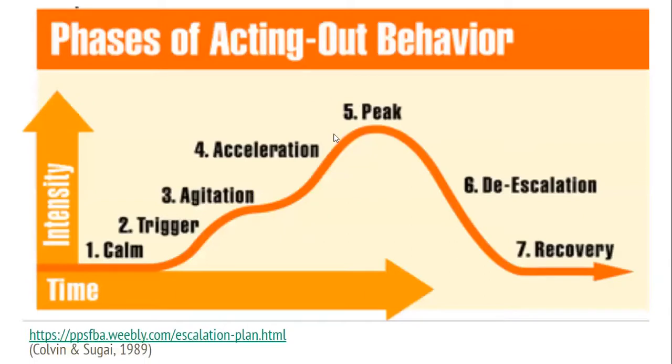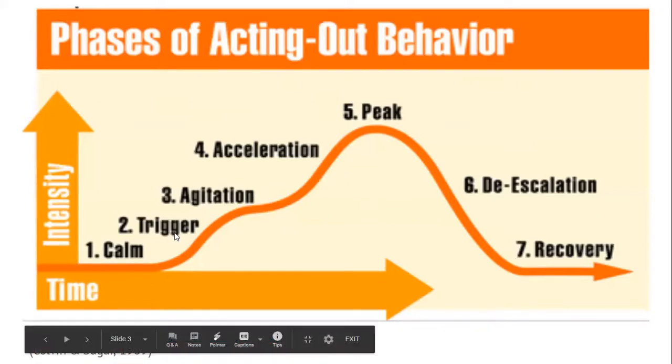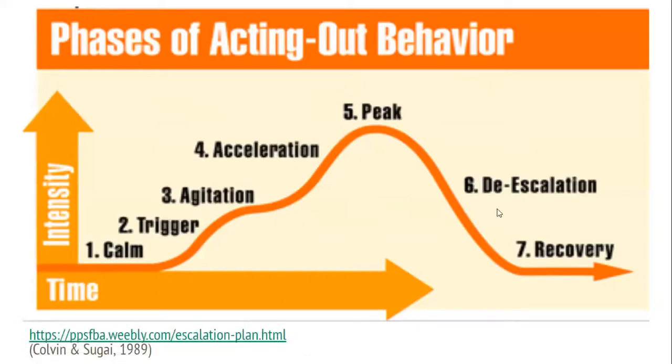This gives us a visual of the different phases of escalation for our kids. There are 7 different phases here: calm, trigger, agitation, acceleration, peak, de-escalation, and recovery. While we're going to talk about de-escalation, there's this whole progression of behavior that we need to discuss so that we can identify what to do and when.